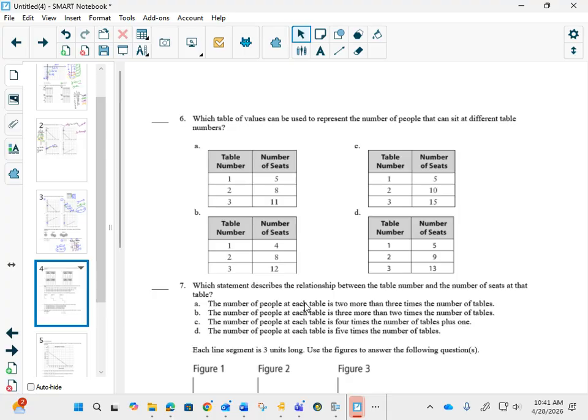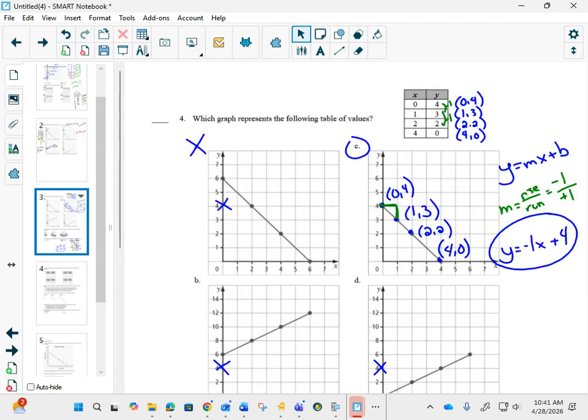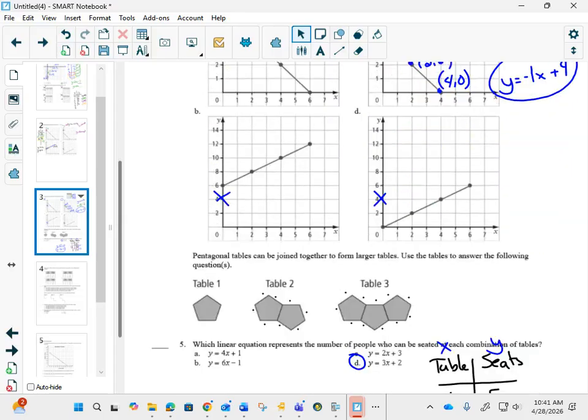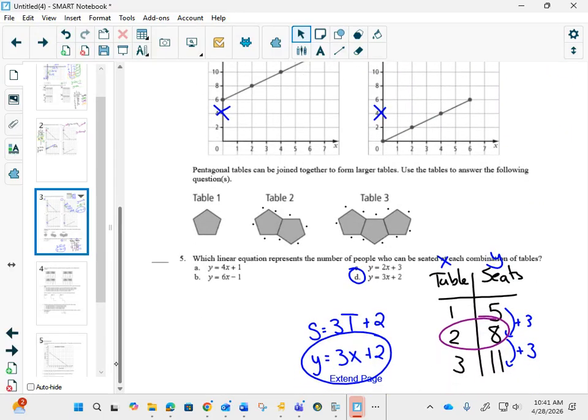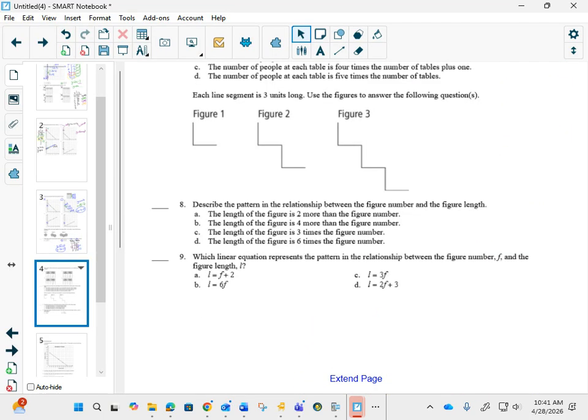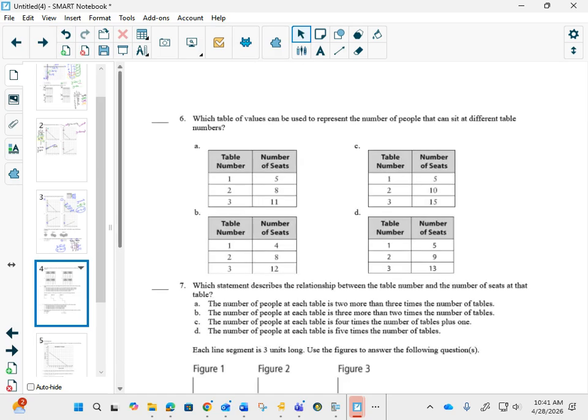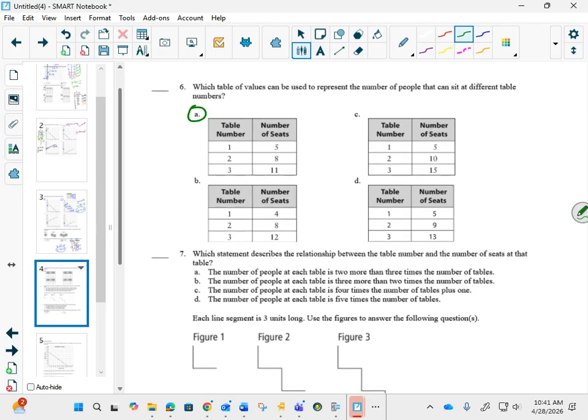Number 6. Which table of values can be used to represent, oh, we did this already, right? We kind of did this, because it's still the same. We're using these tables to answer all of these questions, so we've already done this. And so we can circle that we know it's 8.